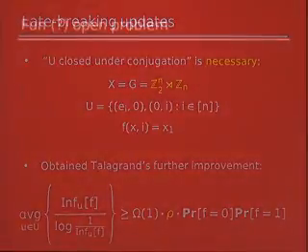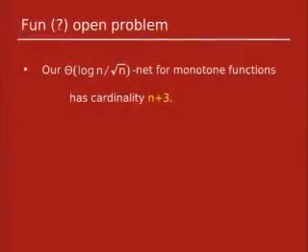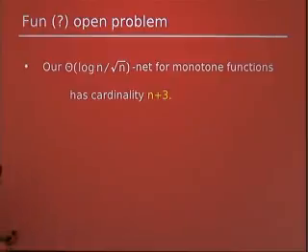Okay, so the last thing I'll mention, here's one fun, maybe, open problem. This is more of a quirky problem that came up for us. Go all the way back to this net thing. Remember, we gave this net of 0, 1, majority, and the n coordinate functions. And we showed that every monotone function has correlation at least log n over root n with one of these guys. Okay, and there's n plus 3 guys in the net.